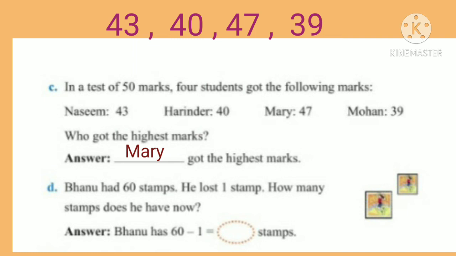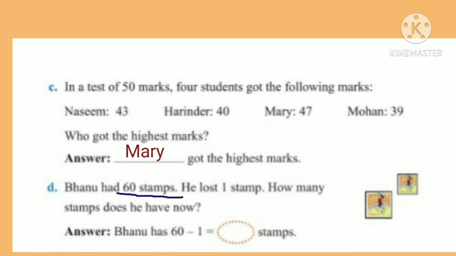Then the next question, Banu had 60 stamps, he lost 1 stamp. How many stamps does he have now? That is, Banu had 60 stamps and he lost 1 stamp. So now Banu has 60 minus 1 stamp. We have to find out what is 60 minus 1. We learned subtracting 1 from a number gives the number before. So tell me children, which number comes before 60? Yes, 59. That is, Banu has 59 stamps.